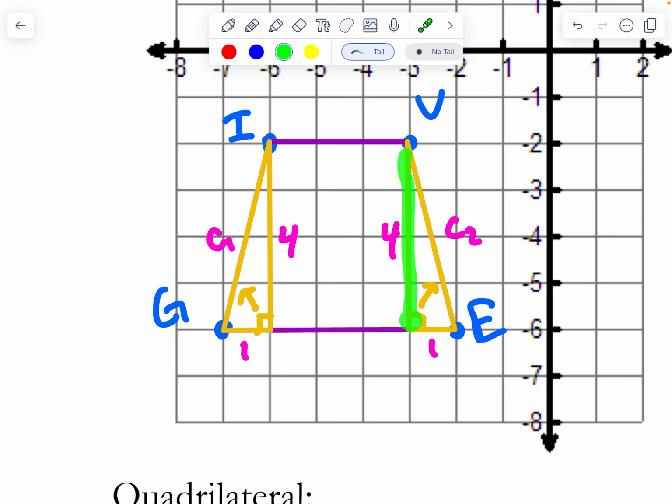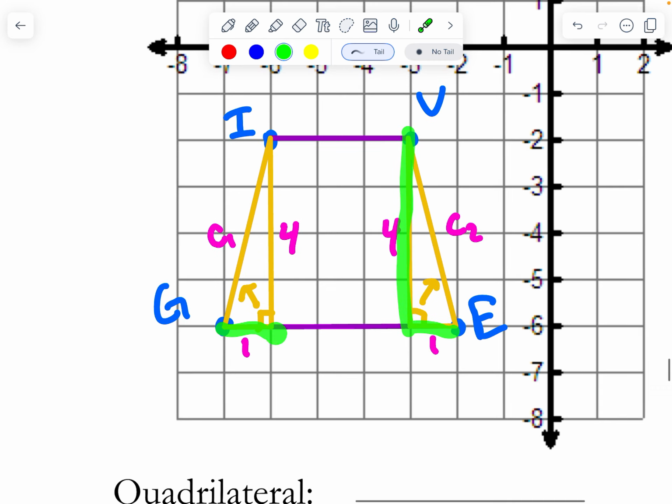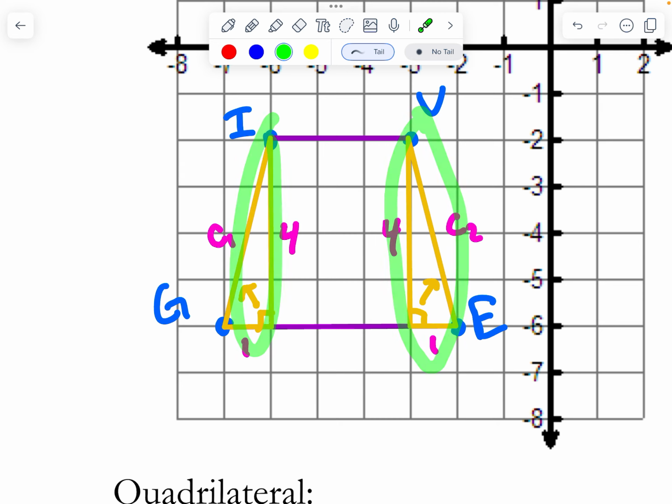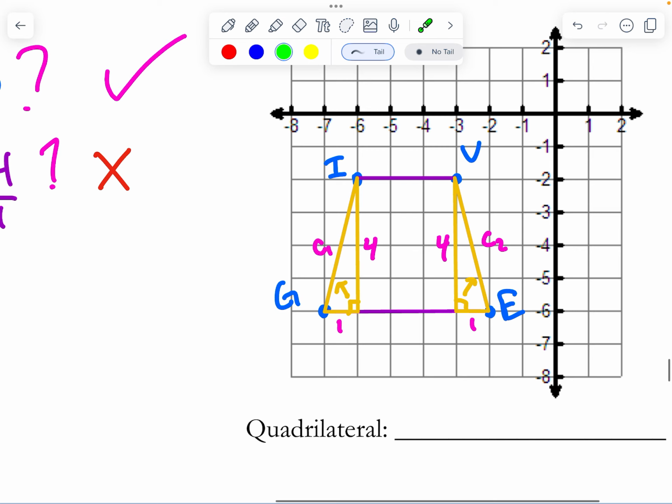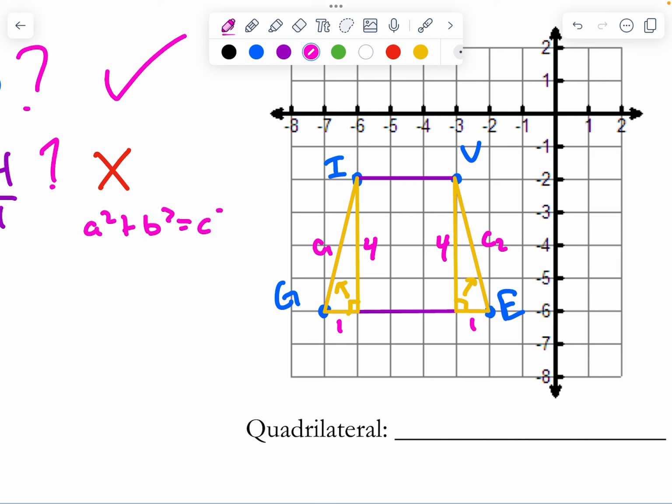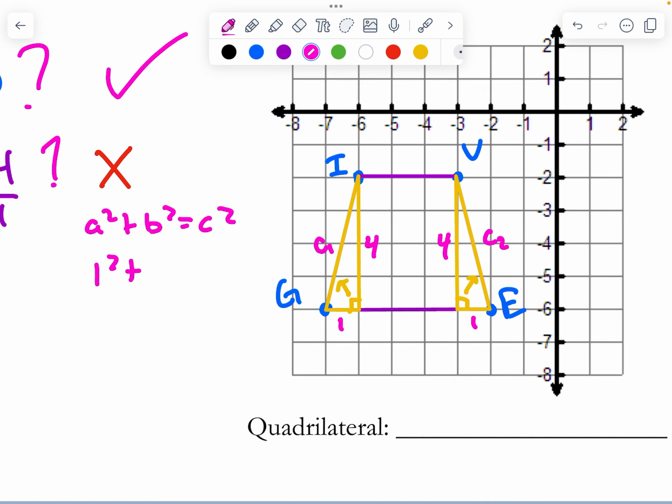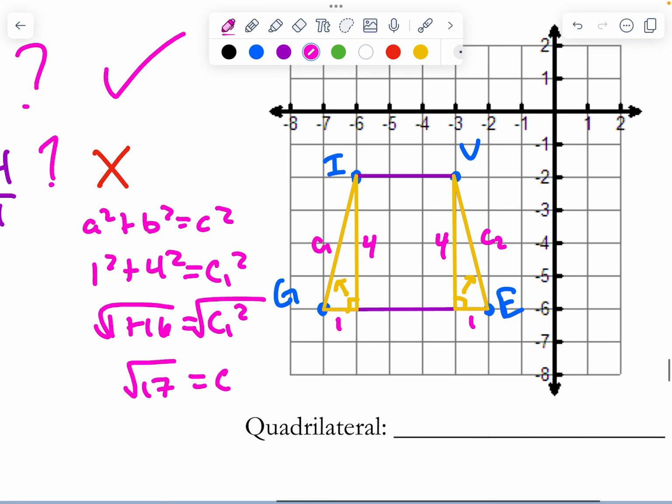So because this is a triangle with a side length of 4 and 1, and I have a side length of 1 and 4, these are the exact same triangle, right? And we can prove that using the Pythagorean theorem, right? A squared plus b squared equals c squared. If I do the left one, I say that's 1 squared plus 4 squared equals c1 squared. Then when I add these two together, I get 1 plus 16 is c1 squared. So the square root of 17 has to be my answer.